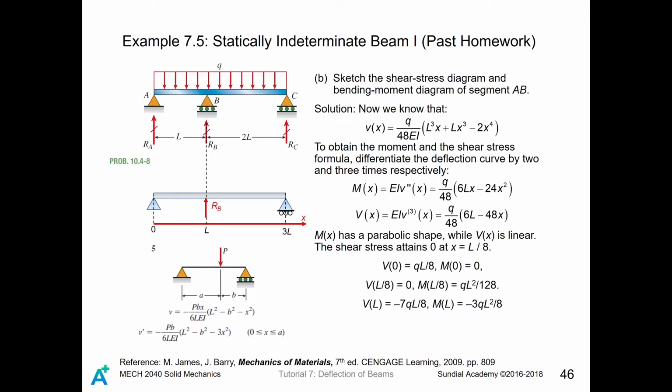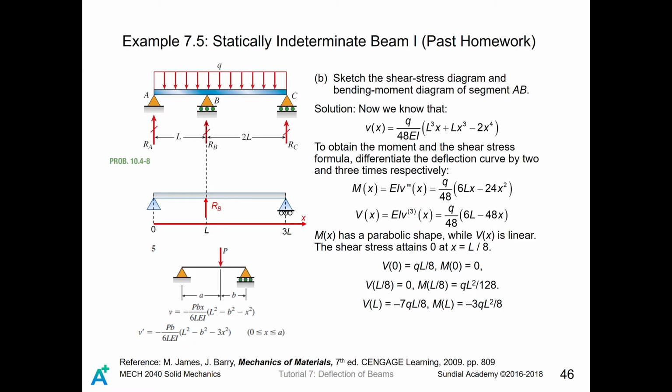Just now we have already got the deflection curve for segment AB of the statically indeterminate beam. So to sketch the shear force diagram and the bending moment diagram, what we do is differentiate this deflection curve twice, as well as multiply by EI in front of it.